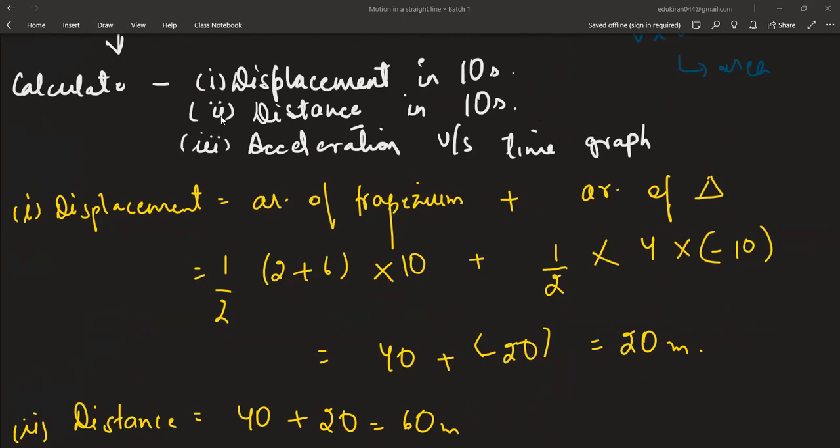How can you use S is equal to UT plus half AT square for any of these parts? Do you know the initial velocity? Do you know the time? Only the acceleration's value for a particular segment you know. Displacement also we do not know. So these equations are not valid. Just go by these methods. Either divide for slope and multiply for area.